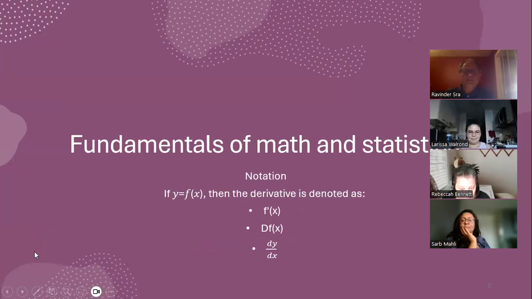And second, what are the notations? We use three notations. Like f is a function. We put f prime, which in Canadian language is called dash, and sometimes we use capital D, and sometimes we use dy dx. That's the notation we use in mathematics for the derivatives.